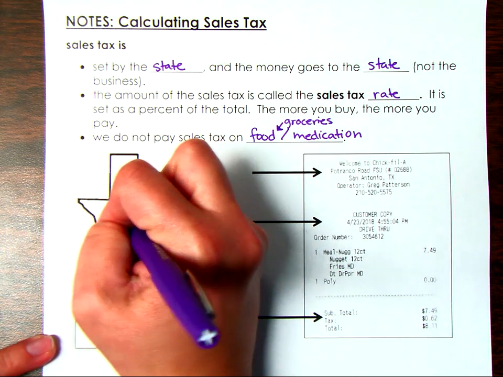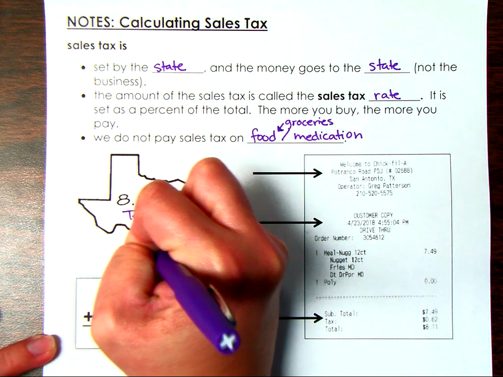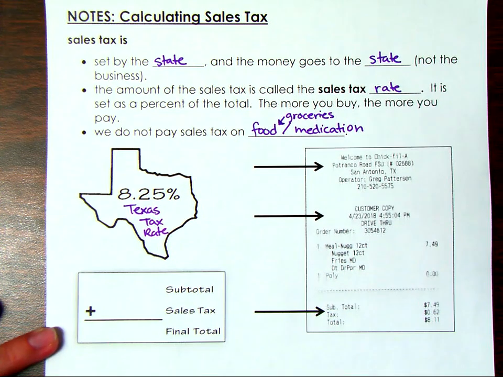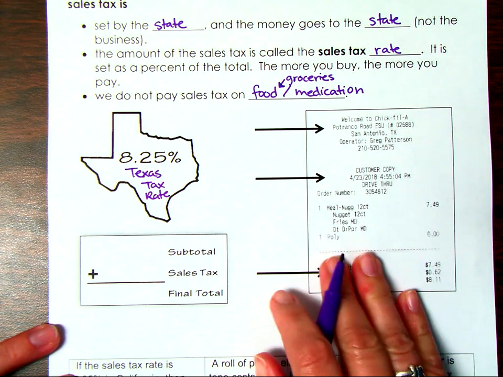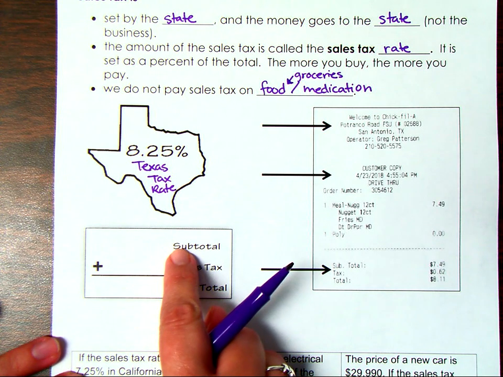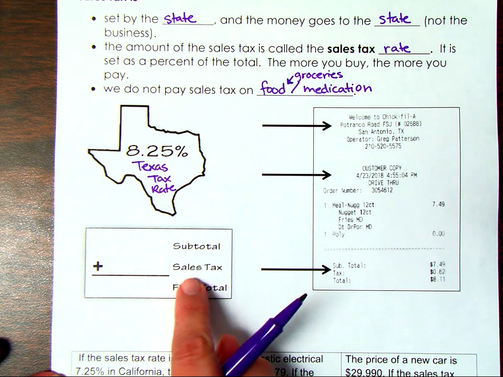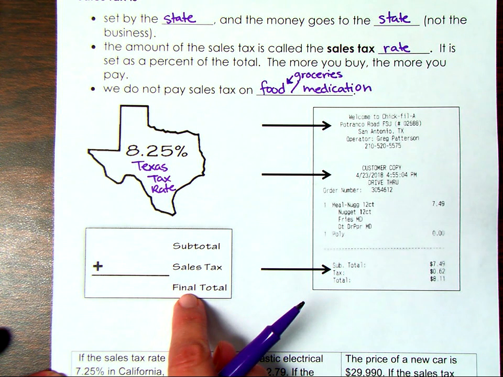So in the state of Texas, this is the Texas tax rate. Currently it is 8 and 2500 percent. Okay? So we're going to look at this receipt and break down different parts of it. But what we're going to do is take the subtotal, figure out the sales tax, and add them together. And that will be your final total.